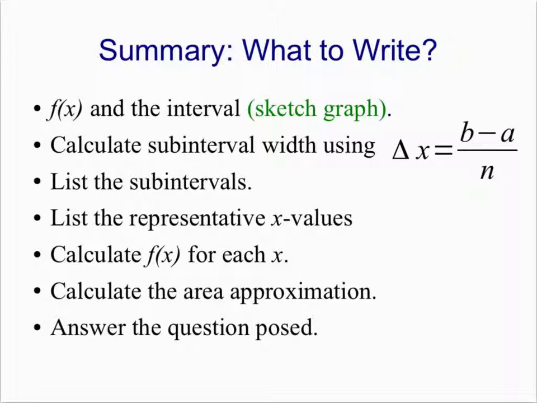It's important to make a list of the subintervals and then the representative x values that we're going to use, whether it's the left-hand endpoint, the right-hand endpoint, the midpoint. And then we calculate f of x for each of those x's. We add those up and we multiply by delta x. That's our area approximation, and then make sure that you're answering the question posed. Let's try that on a problem straight from the textbook.